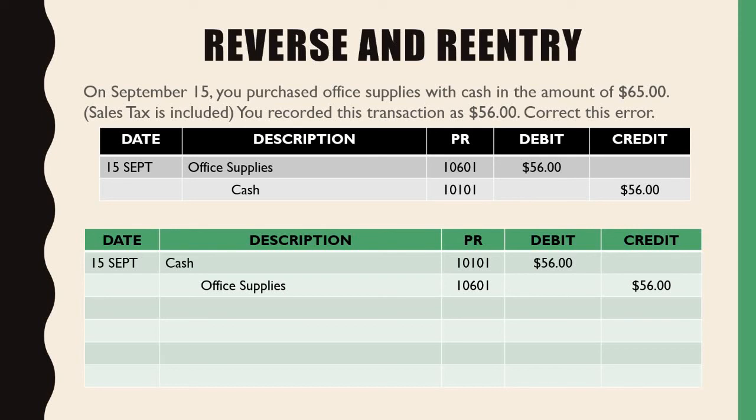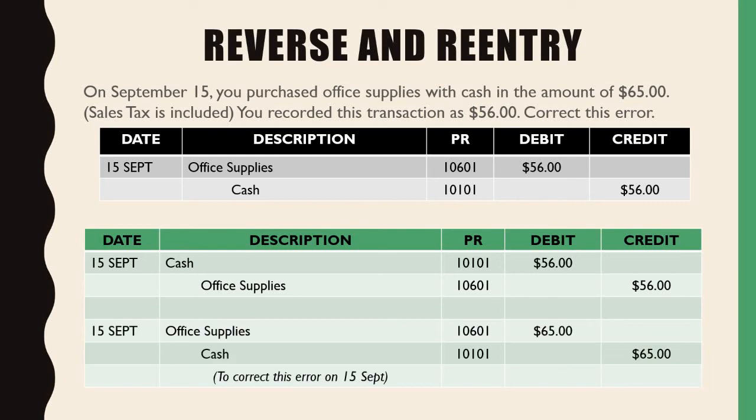Then the re-entry is where I re-enter the same transaction, or in this case, go back to the store and rebuy those exact supplies, but record it for the correct amount. So I'm going to record my office supplies for the correct amount of $65, and I'm going to record my cash for the $65. My description here is to correct the error on the 15th of September. So that's how we do the reverse and the re-entry journal.